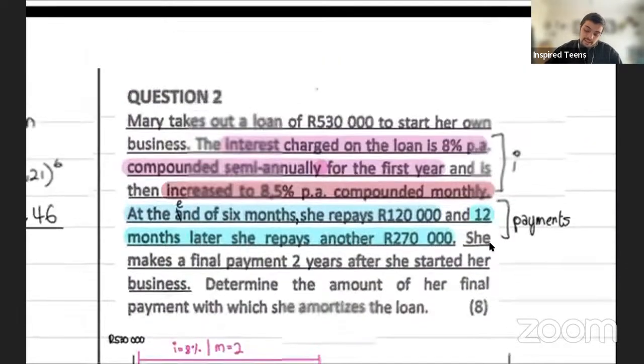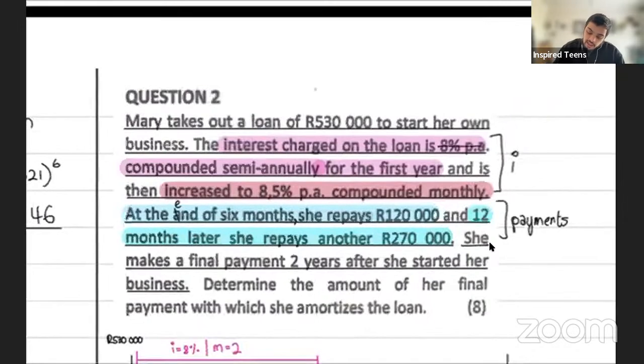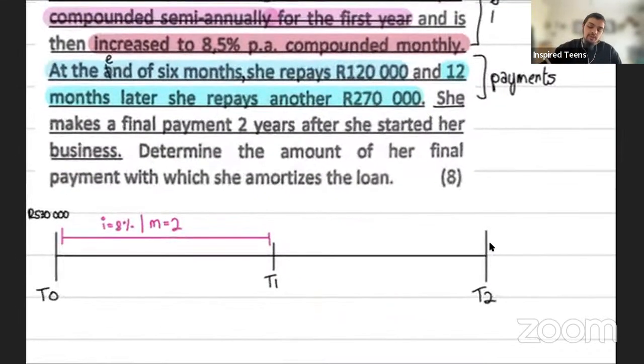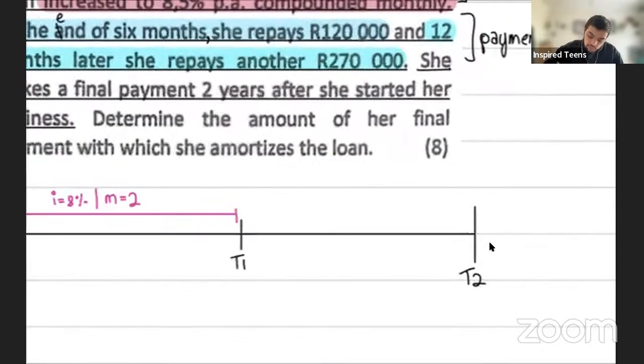Okay, cool. So that's the interest rate change. That's the first one done, essentially 8% per annum, compounded semi-annually for the first year. We showed that on our timeline. Let's do the next one, increased to 8.5% compounded monthly. They don't specify for how long, so it's safe to assume that it was till the end of the loan, till the rest of the time. It was the new interest rate, essentially.